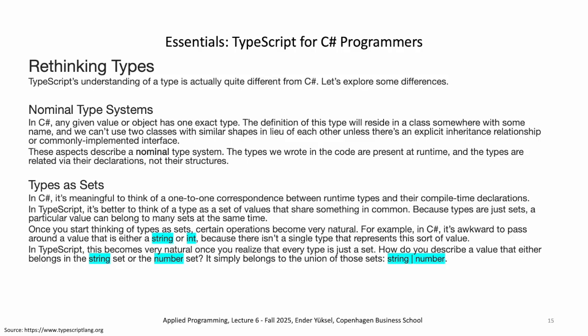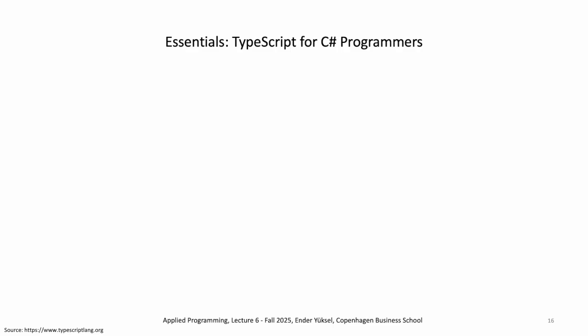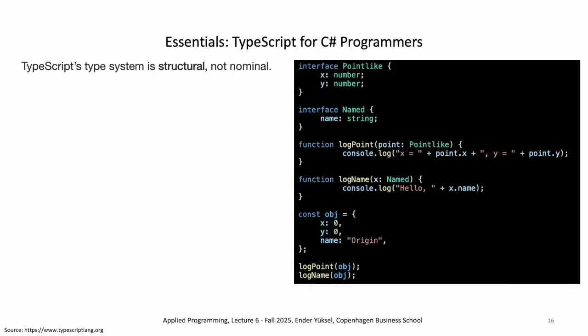So how do you describe a value that either belongs in the string set or the number set? It simply belongs to the union of those sets. TypeScript provides a number of mechanisms to work with types in a set-theoretic way, and you'll find them more intuitive if you think of types as sets. TypeScript's type system is structural, not nominal. Let's look at an example code.